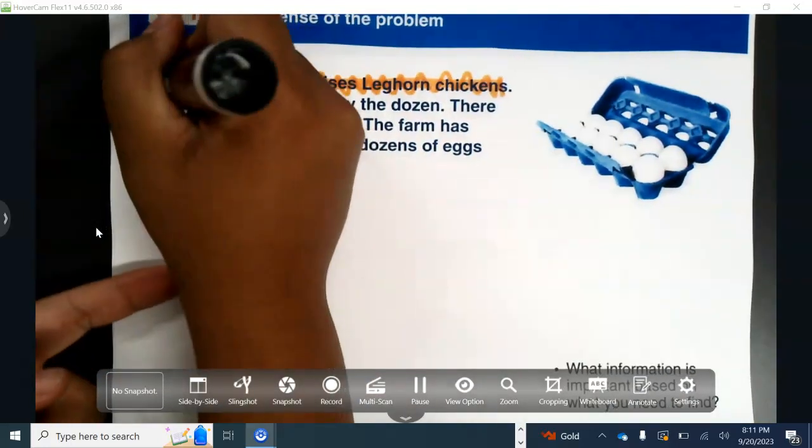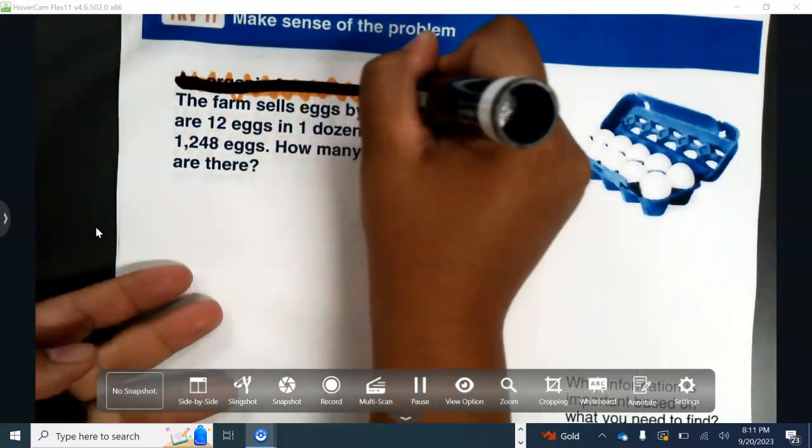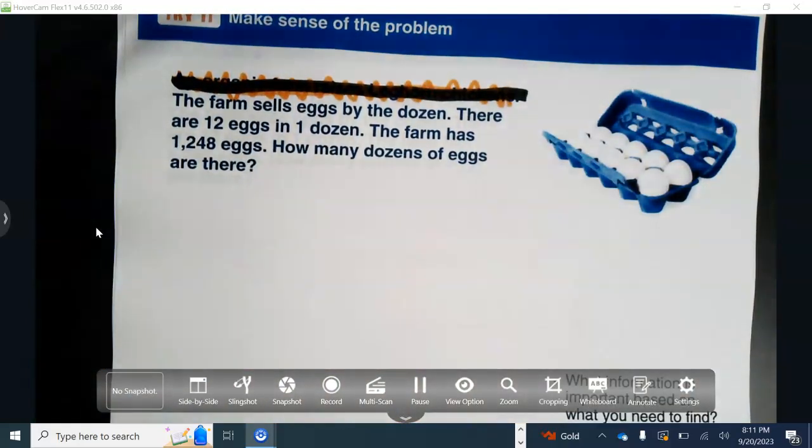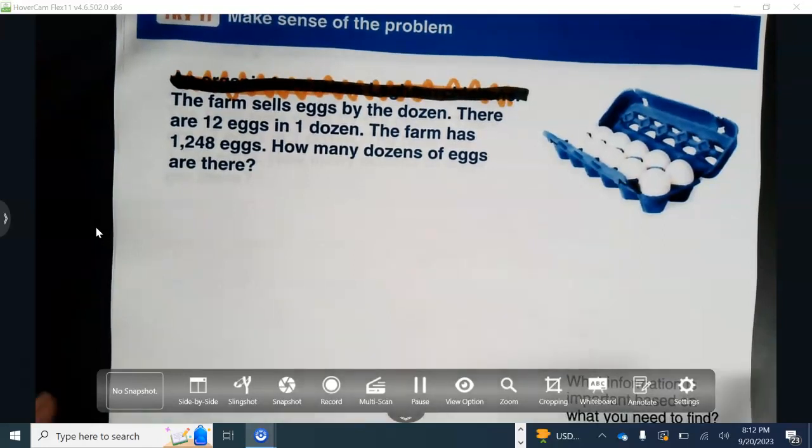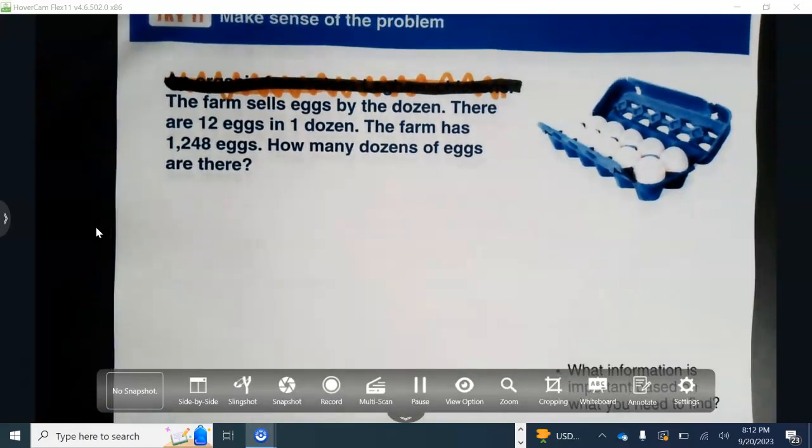All right, we are going to cross that out with the black marker. Okay, so the farm sells eggs by the dozen. It's kind of helpful, but I don't know if that's the most important part. All right, there are 12 eggs in 1 dozen. Well, if you didn't know that conversion, I think that one's very, very helpful.